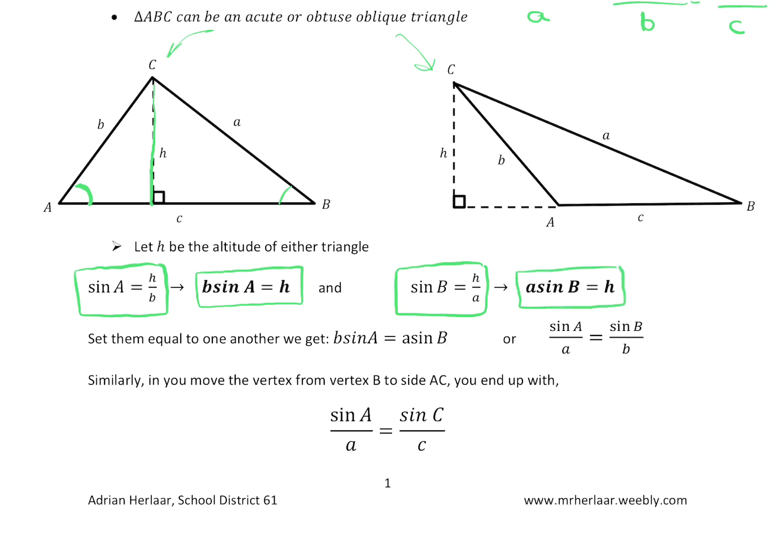Since they're both equal to h, set them equal to each other. And then just divide sine A times B by B. Cancel out the B, do it on both sides. You end up with this. And then divide the right side by A and the left side by A. You end up with this. So that is how we derived the sine law, right from what we just did in the last section.